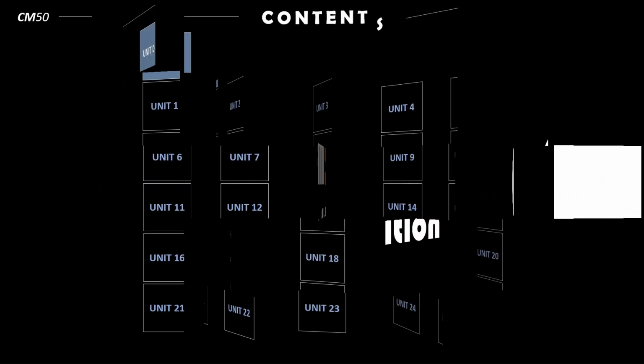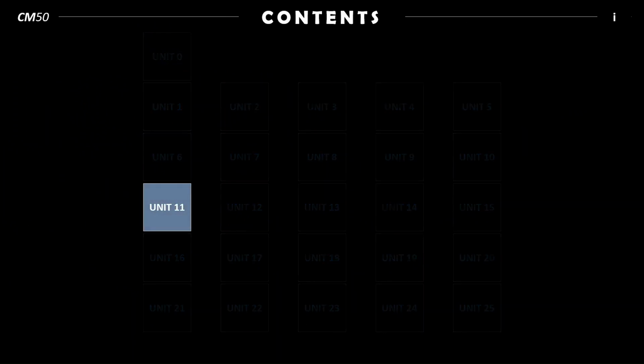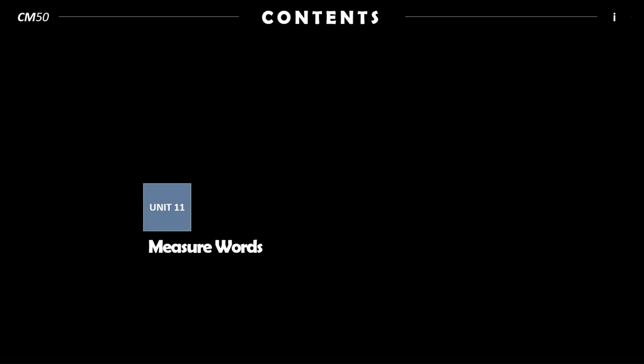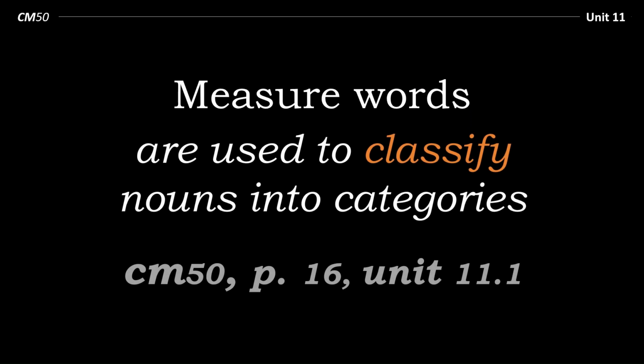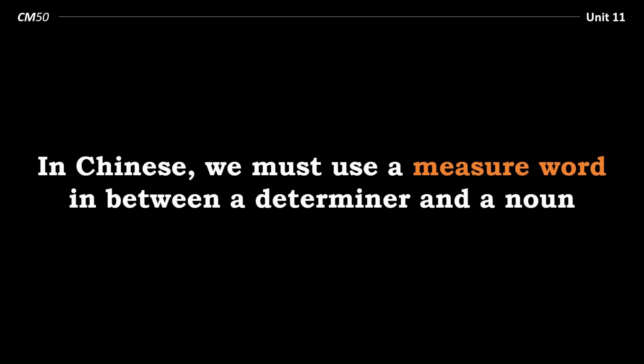In this video, we'll be expanding on Unit 11 of CM50, which covers measure words. So what are measure words? Well, as mentioned in CM50 page 16, Unit 11.1, measure words are used to classify nouns into categories. Now in Chinese, we must use a measure word in between a determiner and a noun. Determiners were covered in the previous video, so if you've not done so already, it will be a good idea to watch that first. But that is the general rule. There must be a measure word in between a determiner and a noun.